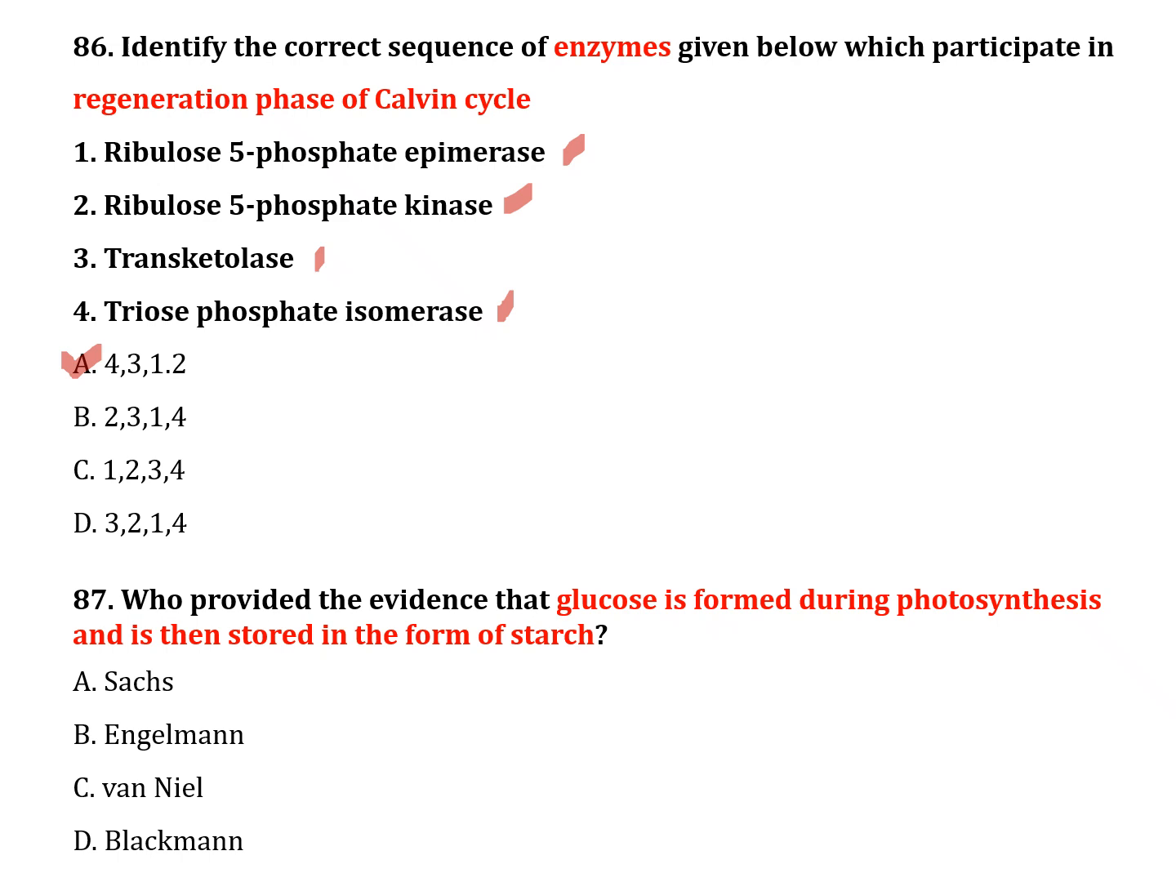The next question, number 87. Who provided the evidence that glucose is formed during photosynthesis and is then stored in the form of starch? Option A, Sachs; option B, Engelmann; option C, Van Niel; option D, Blackman. The correct answer is option A, Sachs.